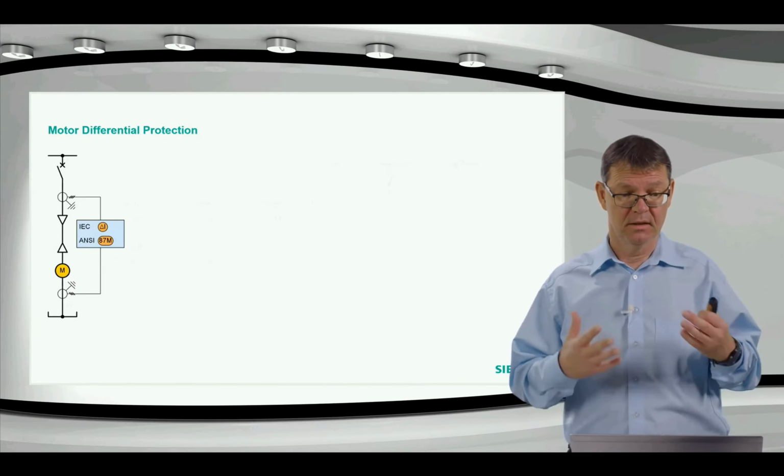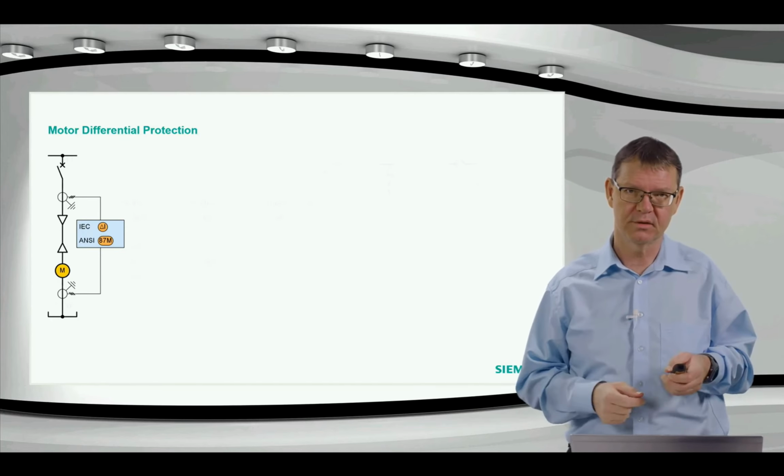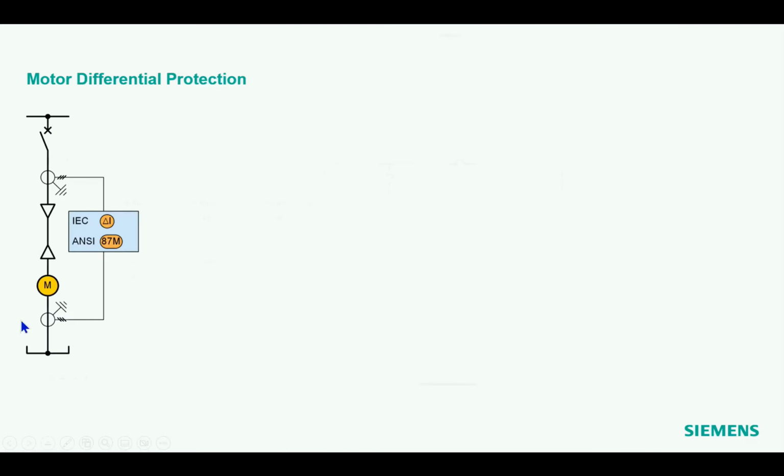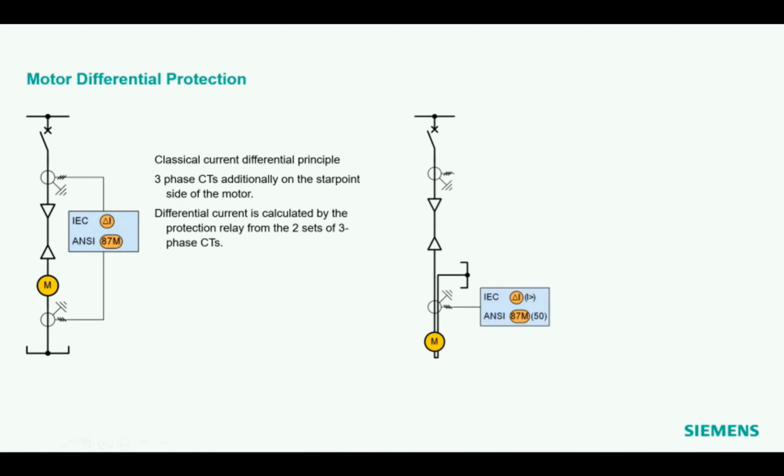Good. We have the classical principle of the motor differential protection, as you see here on the left-hand side. I have a current transformer also on the start point side in the relay. Then I make the calculation of the differential protection here. The classical principle needs three-phase current transformers additionally on the start point, and I do the calculation in the relay. We do this phase selectively for each phase. We compare the currents.